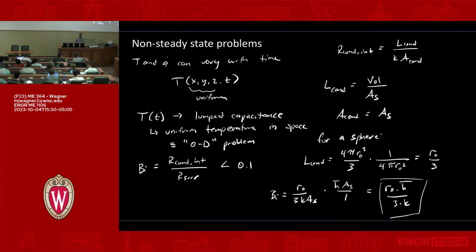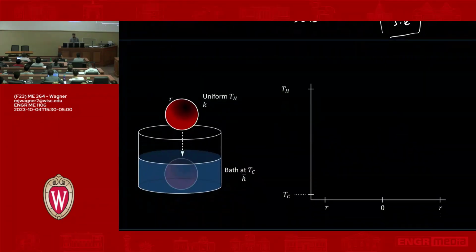Again, the same ideas apply here. You're just trying to prove that something's unimportant relative to something else. Why are we doing that? So that we can neglect any spatial temperature variation and just say that the body temperature is changing with time uniformly. There's a uniform temperature internally that's changing with time. All right, so let's give a little bit more concrete example here.